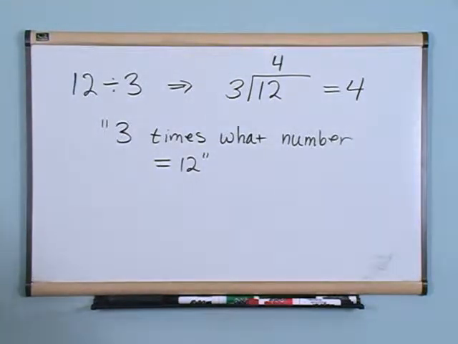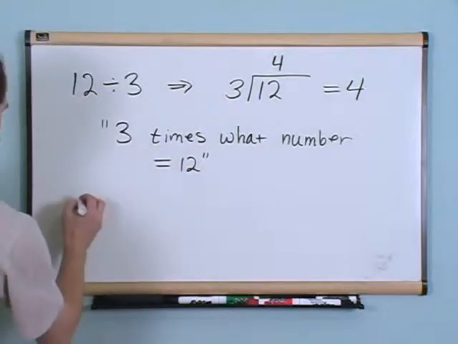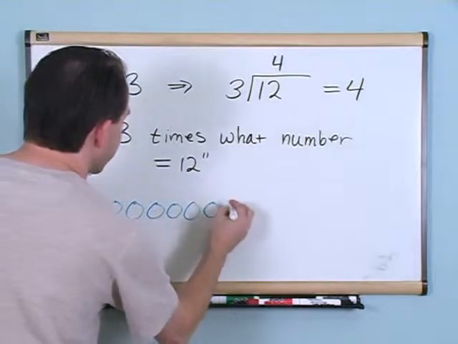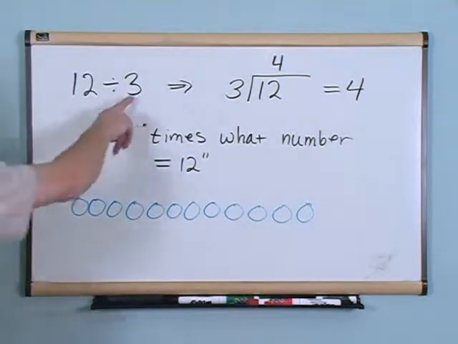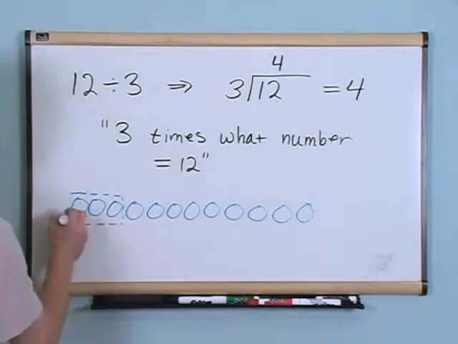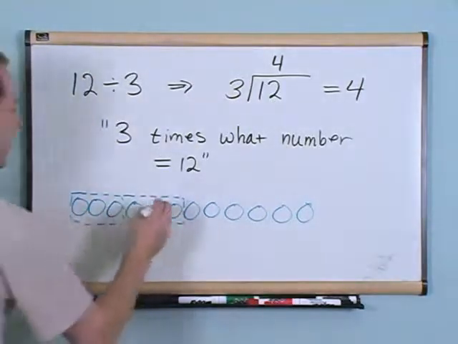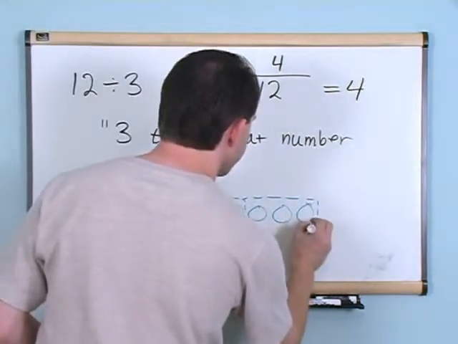Now that you understand what the answer is, let's go ahead and see how to do that by drawing circles, okay? We need to draw 12 circles. 1, 2, 3, 4, 5, 6, 7, 8, 9, 10, 11, 12 circles. And we're dividing by 3. So we want to make a group of 3 here. There's a group of 3. Want to make another group of 3 here, and another group of 3 here, and another group of 3 here.